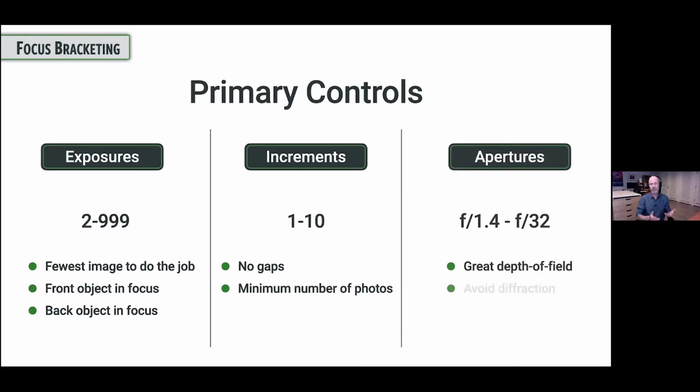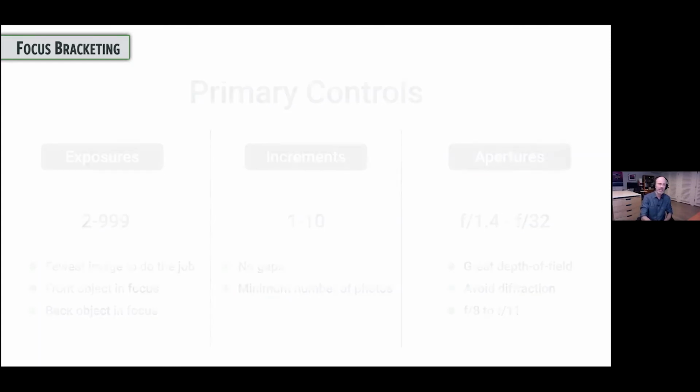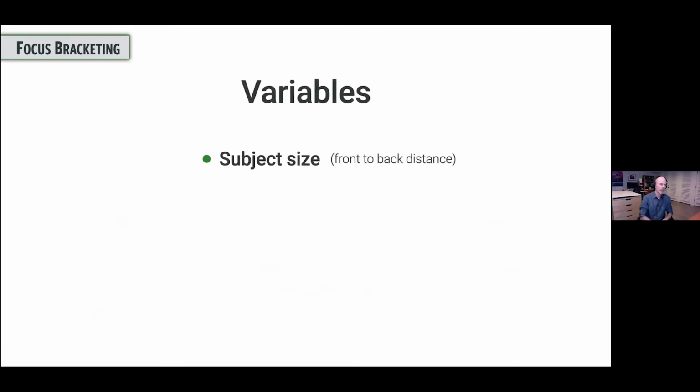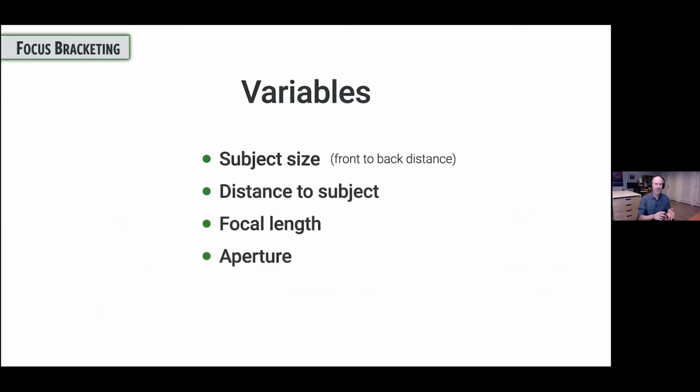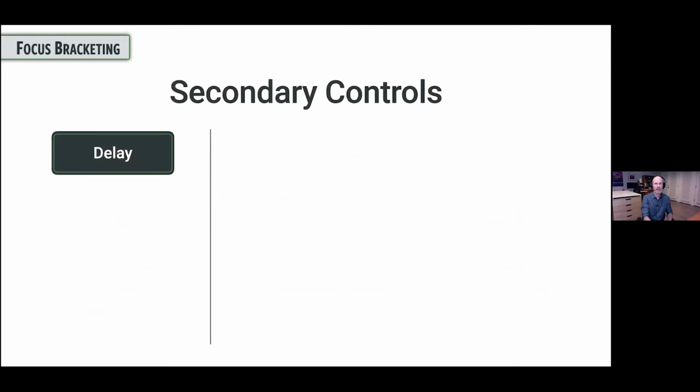Now, we have a large number of apertures we could be using, but generally we want a lot of depth of field. That's what we're trying to do here in this whole process. But we also want to avoid diffraction, which is what happens when we close our lenses down to f32 and f16. So typically I'm using f8 to f11 in most of the stacking that I'm doing. All right, now there are going to be variables to all of these settings. It's going to have to do with the subject size, the distance to the subject, the focal length, aperture. So all the normal culprits that affect your depth of field are going to affect how you set your camera up and these other controls.